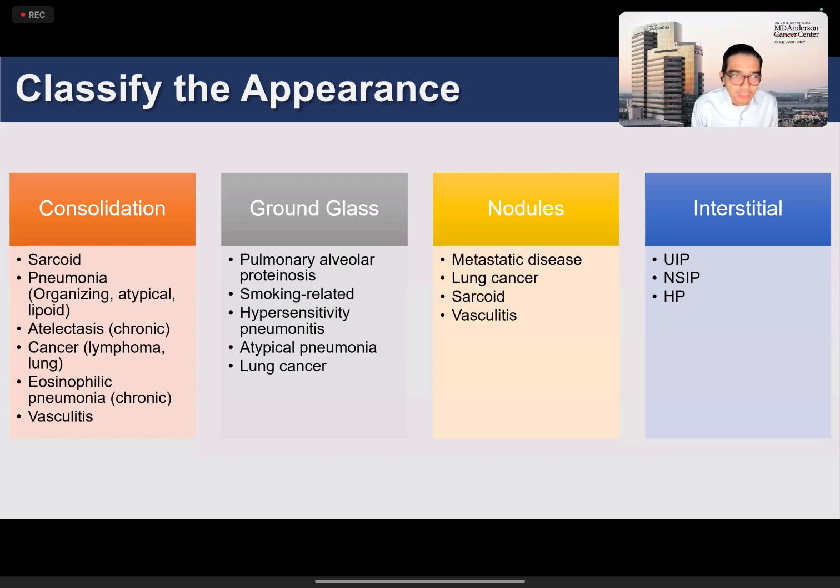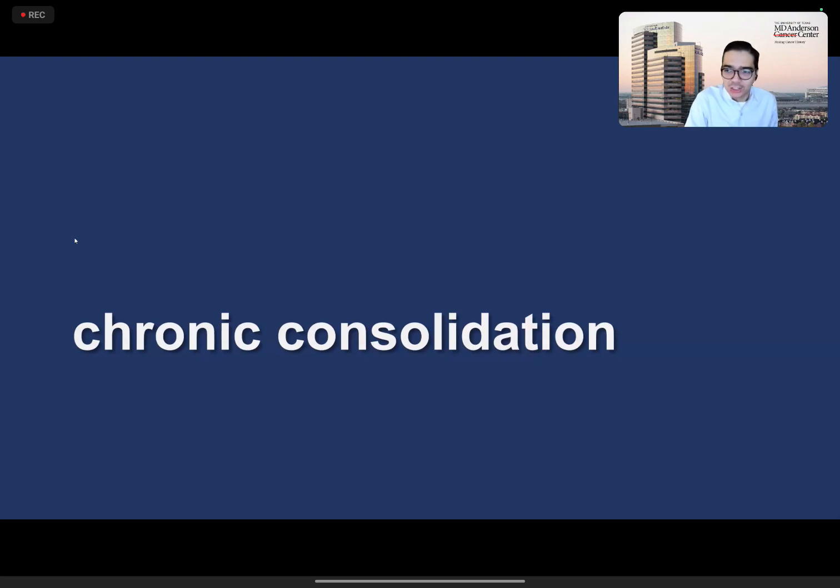But I should mention that I'm going to give you a short list of a differential diagnosis for both chronic consolidation and chronic ground glass opacity. But you should know that this differential that I'm going to give you is not a comprehensive one. It's a very useful one, and it might get you 80% of cases that you'll see, but it is not by any means completely comprehensive. Okay, so let's start with chronic consolidation. And here I have a few warm-up questions for you.